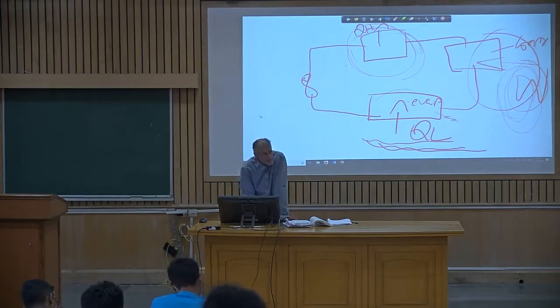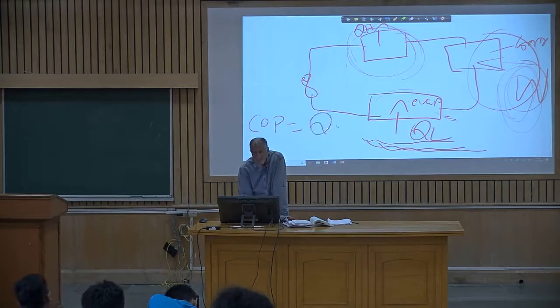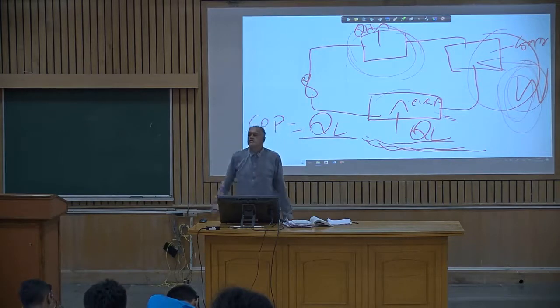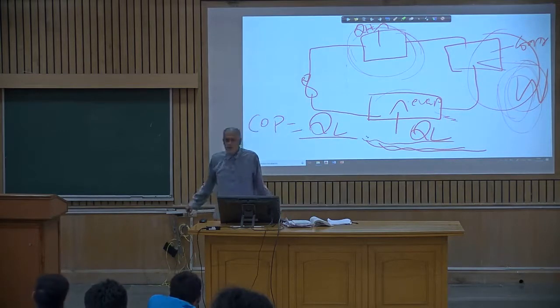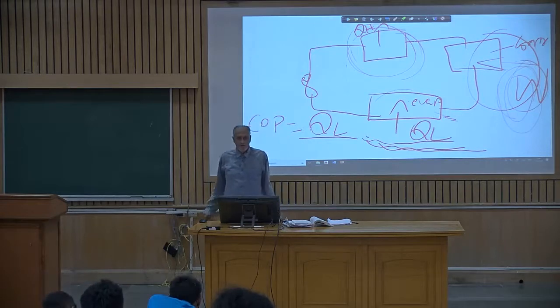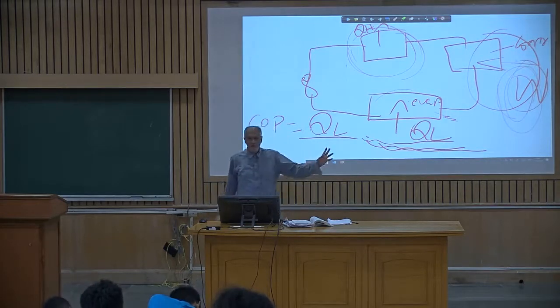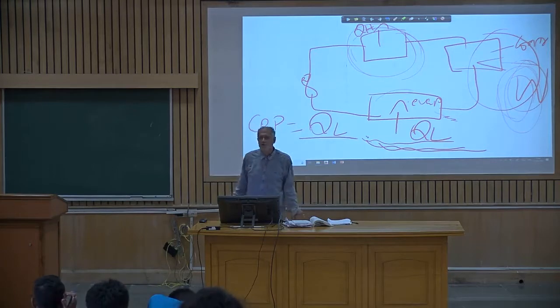Output by input. What is the output? QL. For that to happen, you have to do work. What is the input? Work. You are compressing. Work. What is the input?